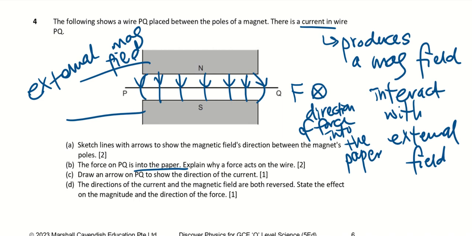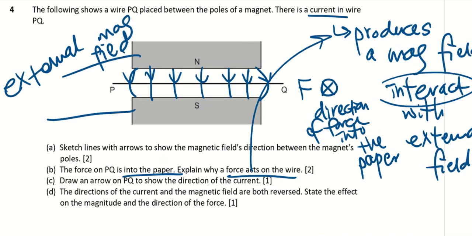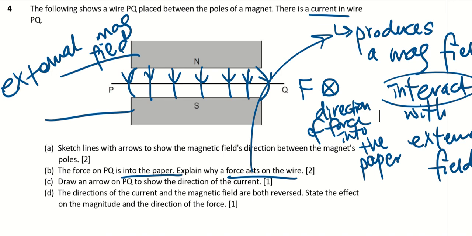So explain why a force acts on the wire. Basically this is what is being given there. When there's a current flowing in the wire, it produces a magnetic field which interacts with the external magnetic field, right? So the keyword here is interact, and then this produces a force. Now part C, draw an arrow on PQ to show the direction of the current. In this case, we are given force, which is going into the page. So my thumb should be pointing into the paper, and my external magnetic field is going from top to bottom.